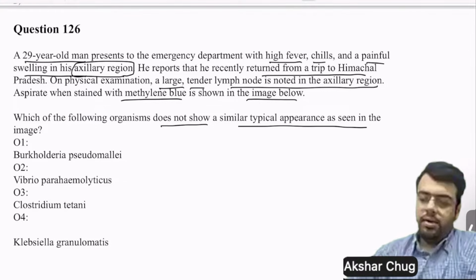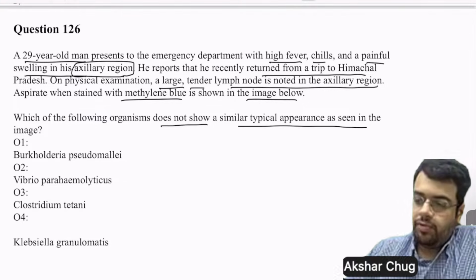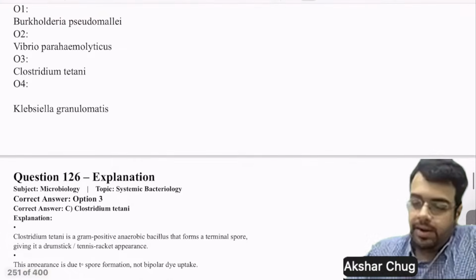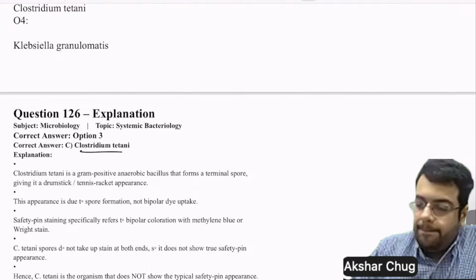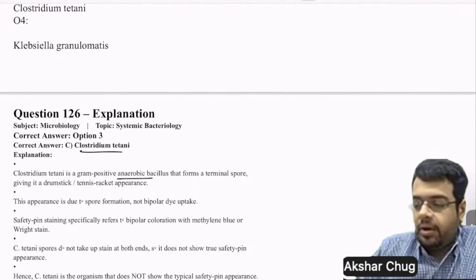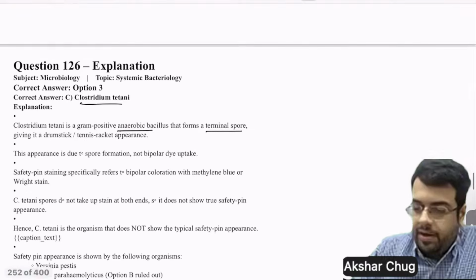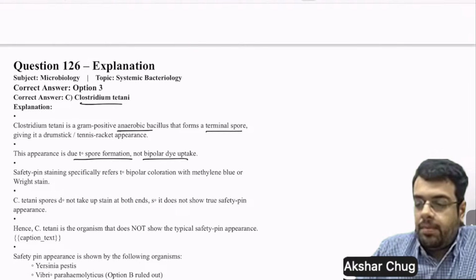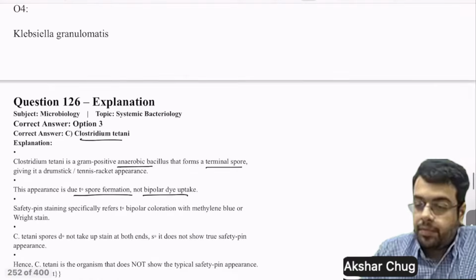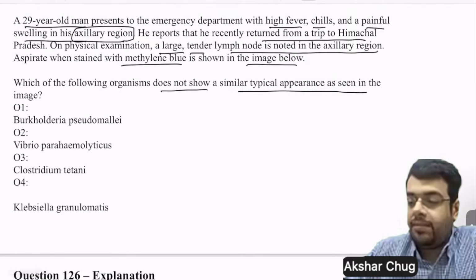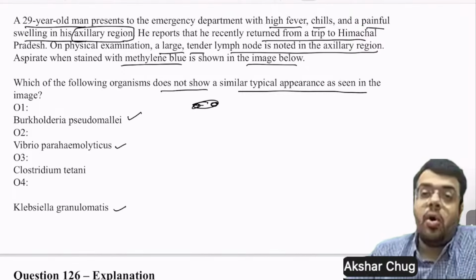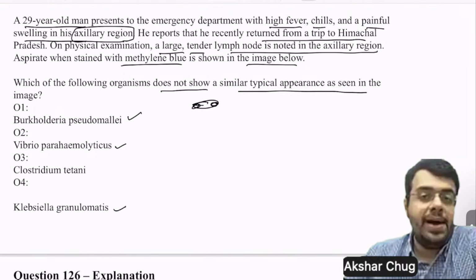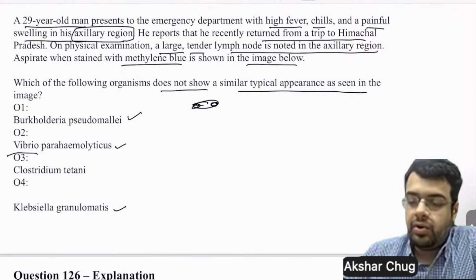So, if the image is shown, it would have been more helpful, but seeing the answer, the answer is given as Clostridium tetani. It's a gram-positive anaerobic bacillus that forms terminal spores. The appearance is due to spore formation and not bipolar dye uptake. So basically, we were asked about an organism which does not show bipolar staining. Burkholderia pseudomallei, Vibrio parahaemolyticus, and Klebsiella granulomatis, all these 3 organisms do show bipolar staining, whereas Clostridium tetani does not.